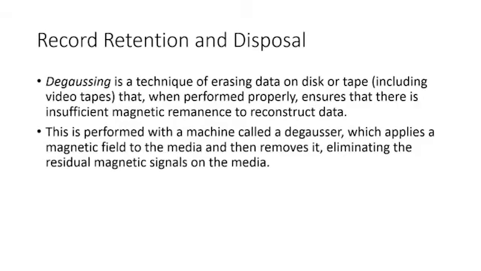Now this is performed with a machine called a degausser. Now this applies a magnetic field, like we just talked about, to the media and then removes it, eliminating the residual magnetic signals on the media. Now I've seen one of these, and you can have them handheld, right? Where you can just put it right on top of the disk and it does its thing. You hold it there for a couple seconds and it's done.